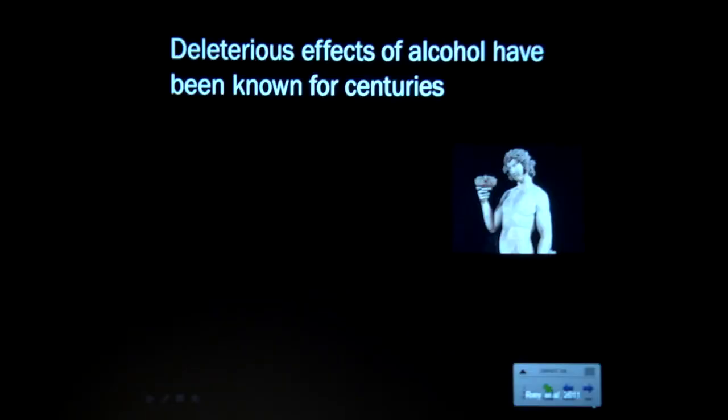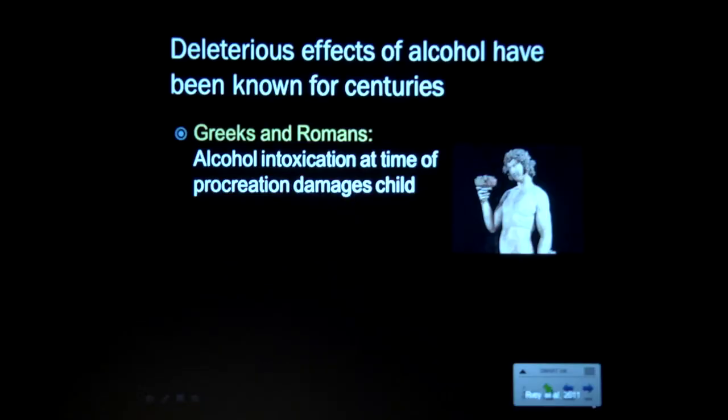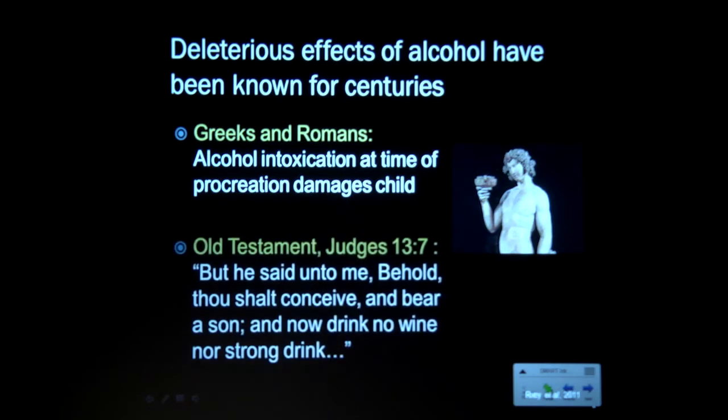All right, so I want to start off by saying that there's been an understanding for a long time that alcohol consumption during pregnancy can damage the child. And I know that we still have discussions today of whether or not it's okay for a mother who's pregnant to have the occasional drink. But I will say that it's been suspected for centuries that this is actually a bad thing. We have found that the Greeks and Romans believed that alcohol consumption on the night of procreation led to damage of the future child. And a similar sentiment has been conveyed within the Bible itself.